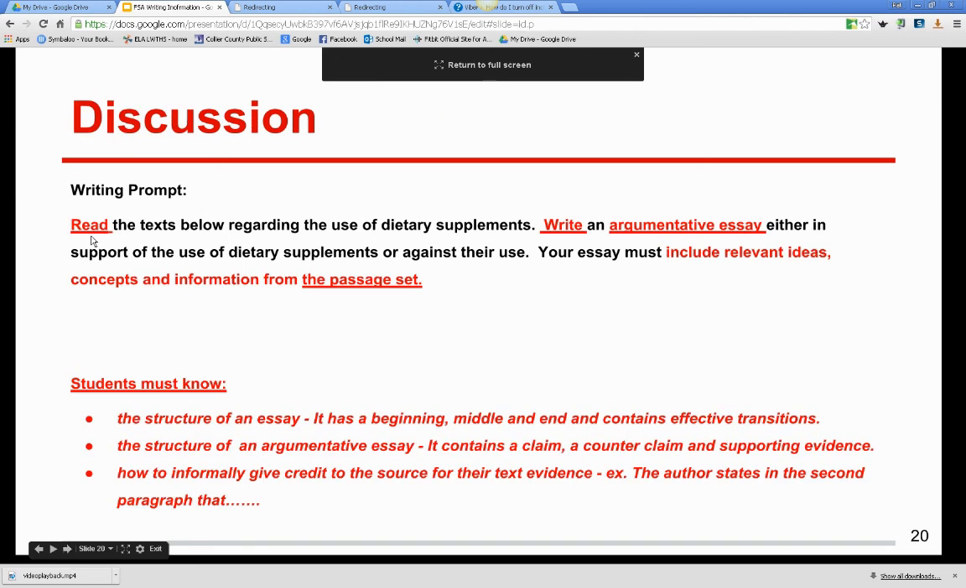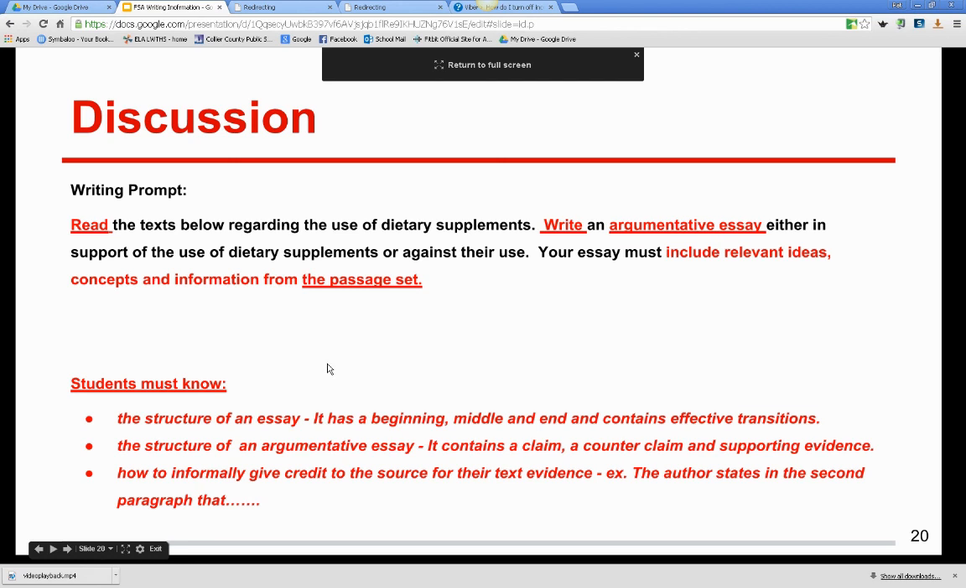In the prompt, they need to read. It's an action they have to perform. They have to write. They have to know that it's an argumentative essay, so it has to be in an argumentative essay format. And they realize that they have to include relevant ideas and concepts from the passage set. And here, the set means they have to rely on all of the text or visuals, writing stimuli, not just one piece. So they have to pull text information from all of them.